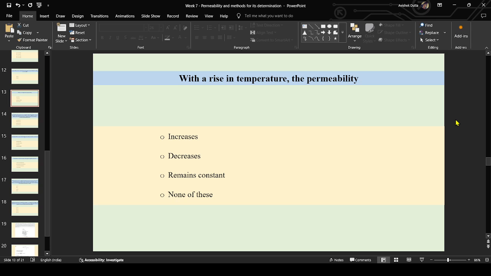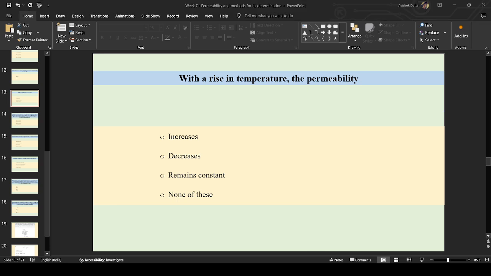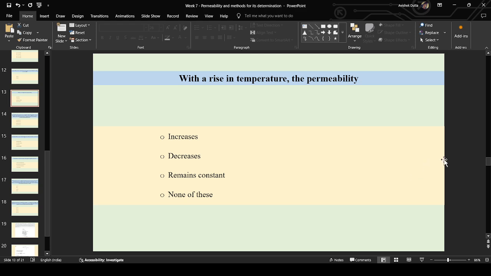I repeat the question. With a rise in temperature, the permeability, first option, increases, second option, decreases, third option, it remains constant, last option, none of these.